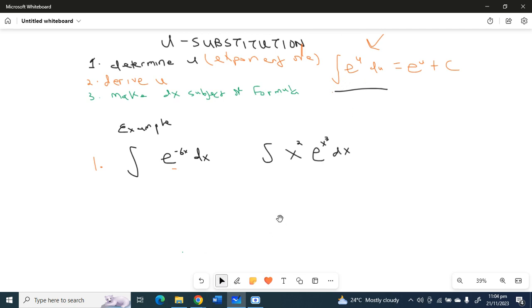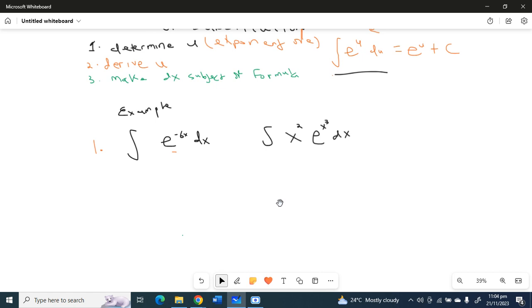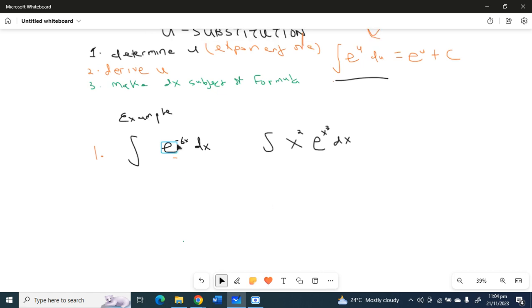Right, so we can look at our first example here. We have to integrate e to the power negative 6x dx. The first step, we need to determine u. So I'll put here step 1. As I said, u is always going to be the exponent of e. So you say u equals negative 6x, which is the exponent of e.